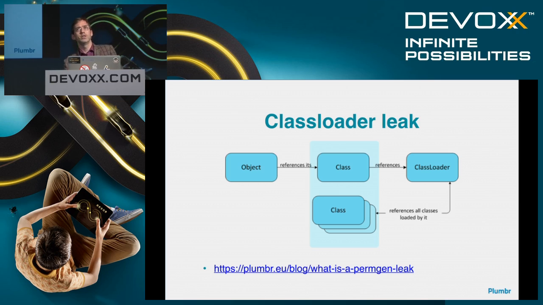And in the HotSpot implementation, or let me say, in OpenJDK and in Oracle JDK, we have the class loader referencing every and all classes that have been loaded by that class loader. So if you have one object, it will reference its class, it will reference the class loader, and it will reference every one of the classes from your web application, from your WEB-INF folder. So all classes will be in memory in your permanent generation or in metaspace.